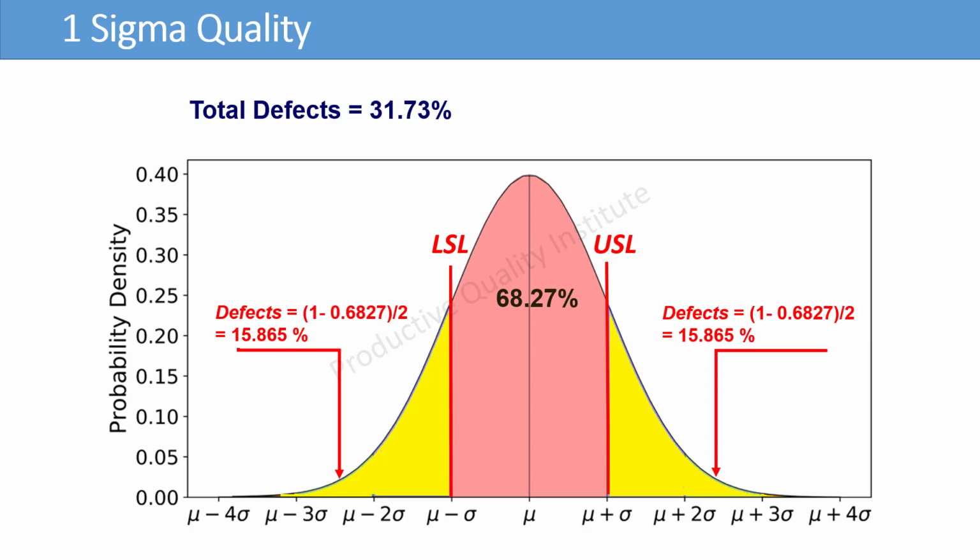Total defects are equal to 31.73%. In other words, the number of defects per million opportunities, or produced items, is 317,300.